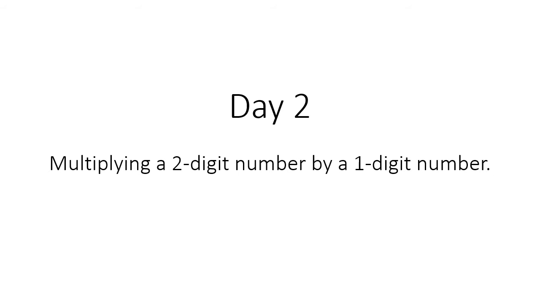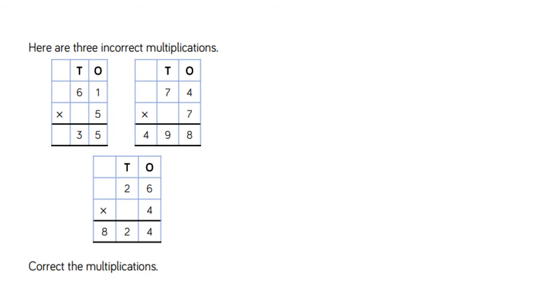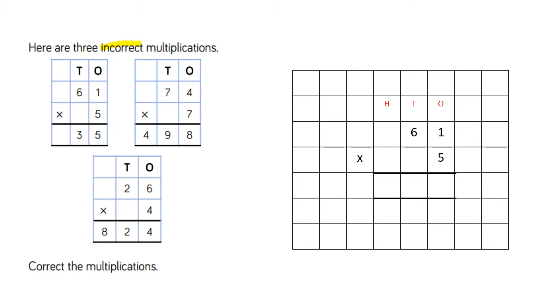Moving on to day 2, and we're going to be carrying on multiplying 2-digit numbers by 1-digit numbers. Here are 3 incorrect multiplications. Okay, so they're not right, they're incorrect. Correct the multiplications, which means you have to correct them yourself. So the way you're going to do this, and the way I would do it, is just to work out each question individually again. Okay, so let's take the first question, which was 61 times 5, and they thought the answer was 35. Okay, let's lay it out properly like we have.